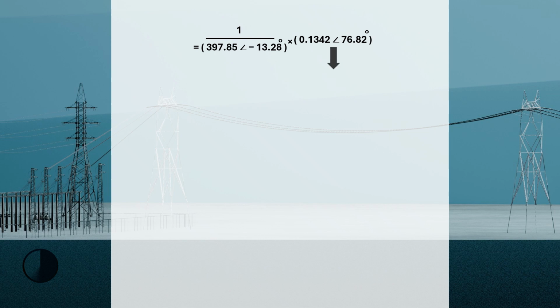Next, we multiply this result by the second term, which is 0.1342 at an angle of 76.82 degrees. Multiplying the magnitudes, 2.513 times 10 raised to power minus 3 times 0.1342 is equal to 3.37 times 10 raised to power minus 4, and adding the angles, 13.28 degrees plus 76.82 degrees equals 90.1 degrees. Thus, after multiplying both terms, the resulting C parameter is equal to 3.37 times 10 raised to power minus 4 at an angle of 90.1 degrees.